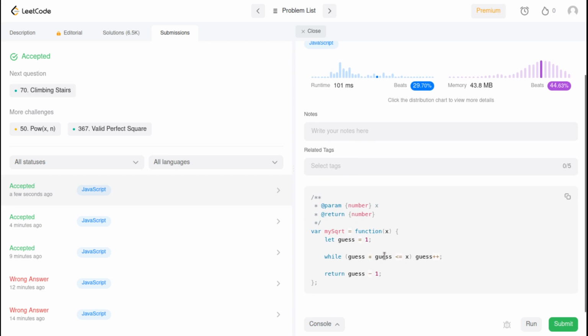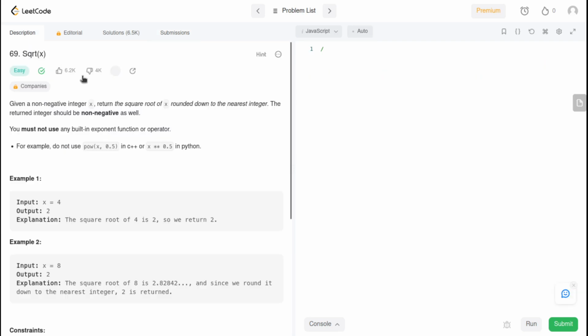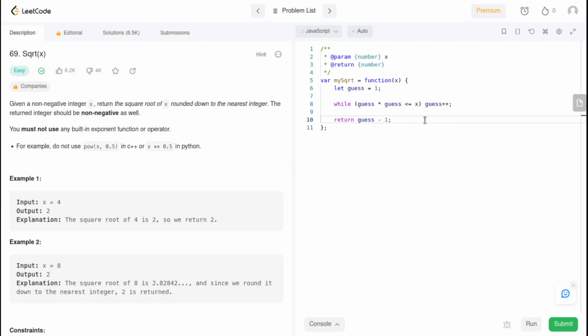So this is the simplest solution, and in this case the time complexity is O of n, the input of x. Basically if it gets a higher number, the runtime grows as x grows. So O of n time complexity, and the space complexity is O of 1. And okay, so this is the simplest solution.